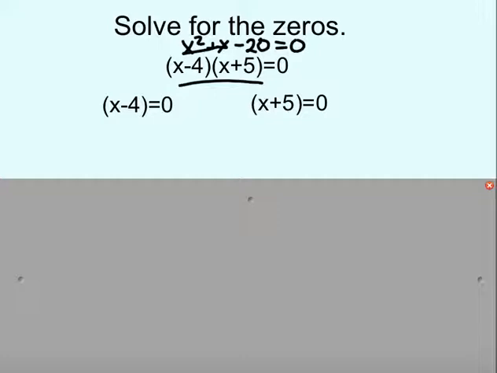So x minus 4 equals 0. We would add 4 to each side and get x equals 4. And the other one, we would subtract 5 and get x equals negative 5.